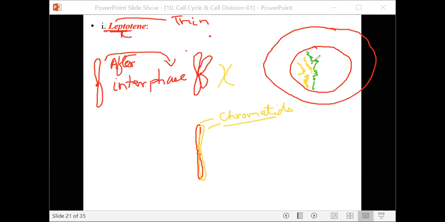These are sister chromatids, but they are not completely separate. We cannot distinguish whether it is appearing like an X or is doubled. These chromosomes generally converge near the centrosome, the area of the nucleus from where the spindle fibers will come. Since they converge near that part and are spread out like this, this appearance gives a feel like a bouquet.